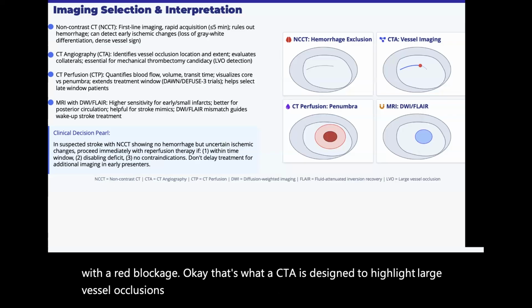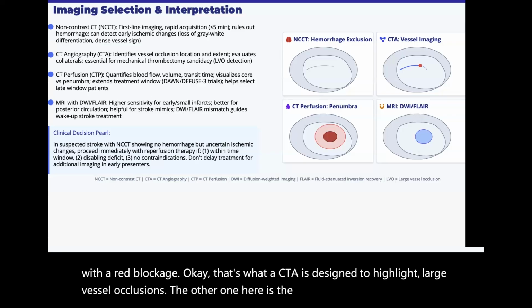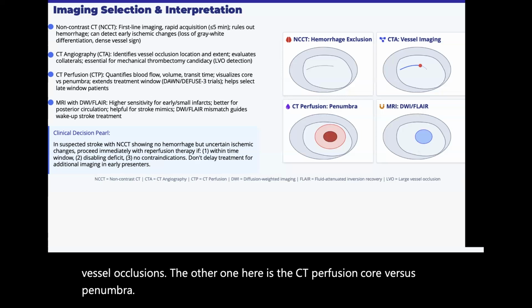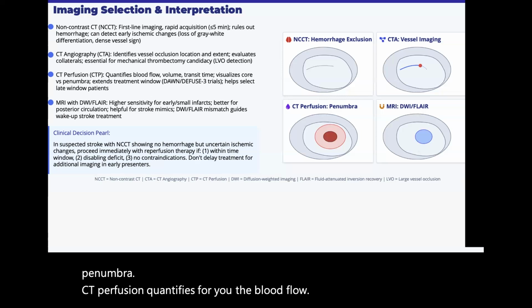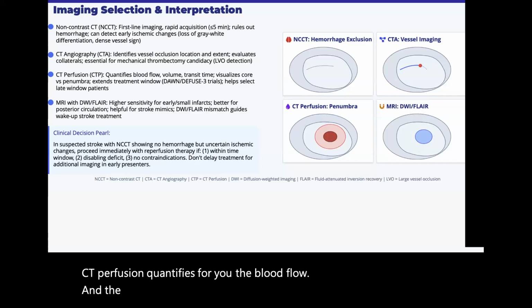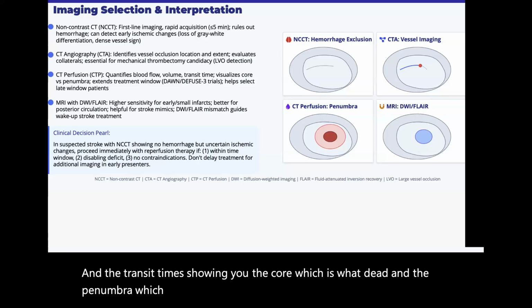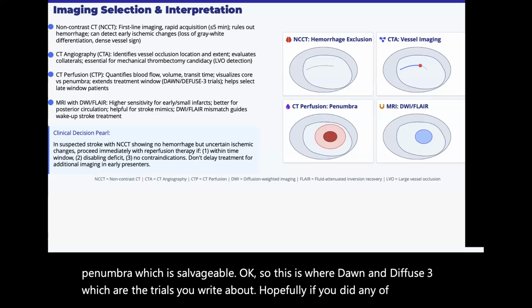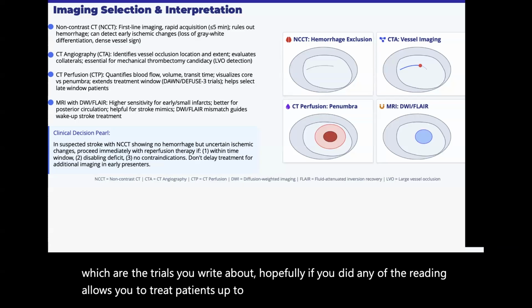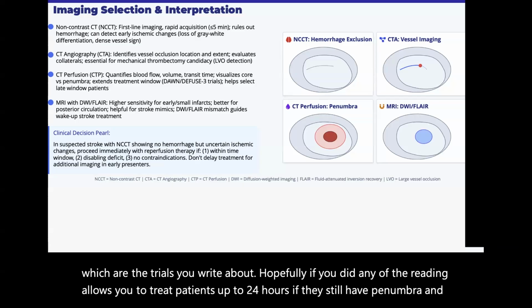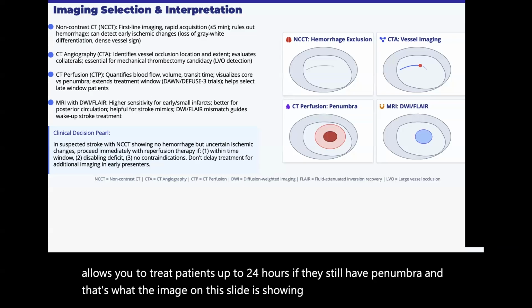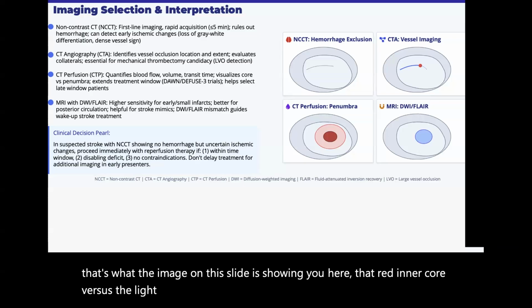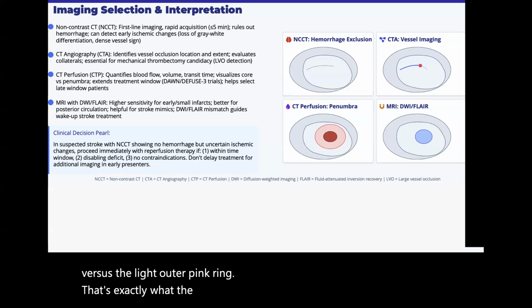The other one here is the CT perfusion, core versus penumbra. CT perfusion quantifies for you the blood flow and the transit times, showing you the core, which is what? Dead, and the penumbra, which is salvageable. Okay, so this is where DAWN and DEFUSE 3, which are the trials you read about, hopefully, if you did any of the reading, allow you to treat patients up to 24 hours if they still have penumbra. And that's what the image on this slide is showing you here. That red inner core versus the light outer pink ring, that's exactly what the CT perfusion is trying to tell you.